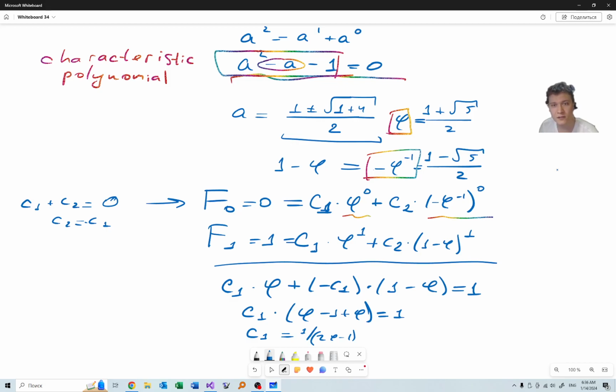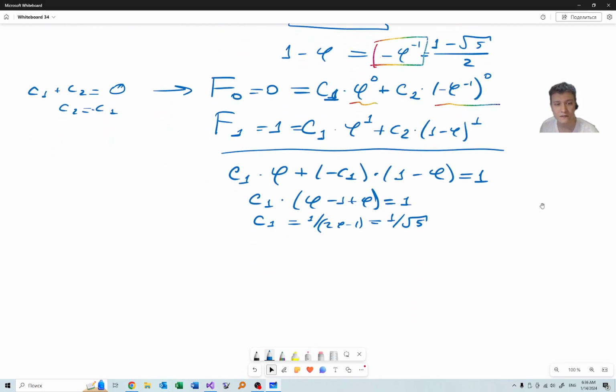So 2 phi minus 1 is easy to see. It's easy to see that it is equal to square root of 5. So it's inverse square root of 5. That's how you get the final formula: Fn is equal to phi to the power of n minus phi to the power minus n over square root of 5.